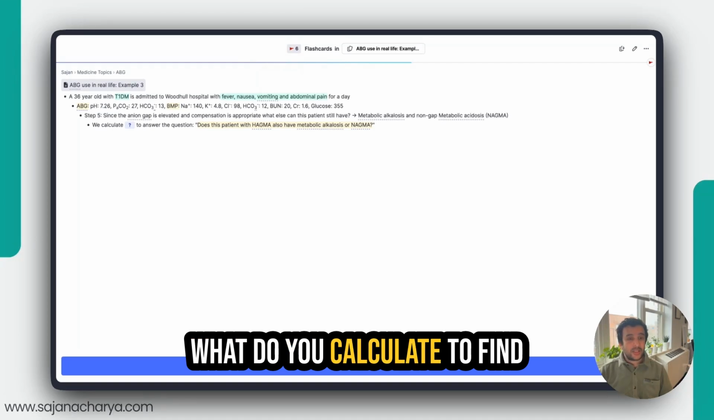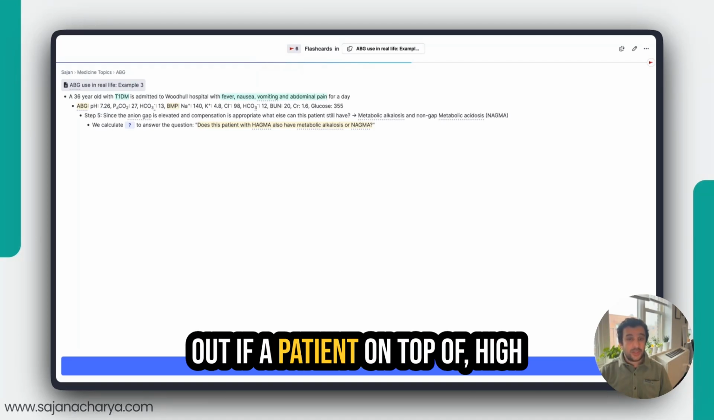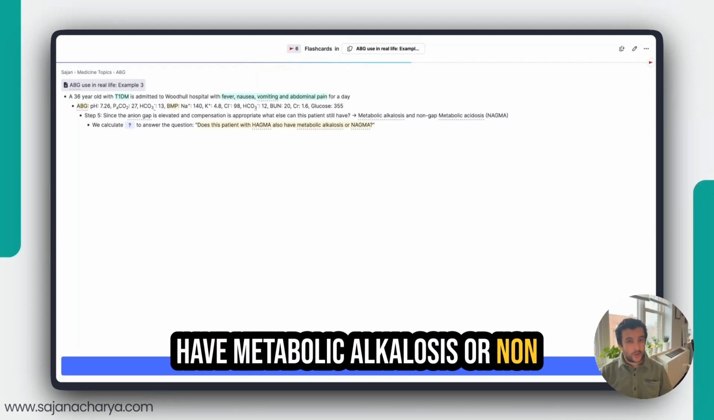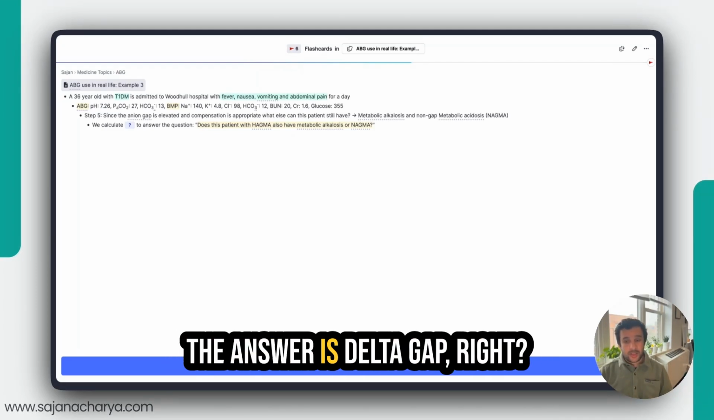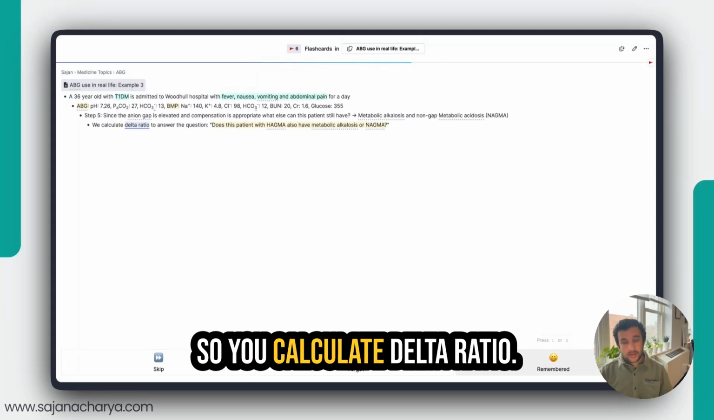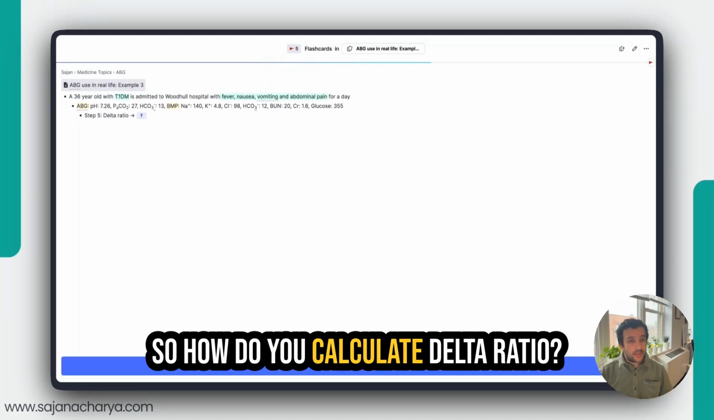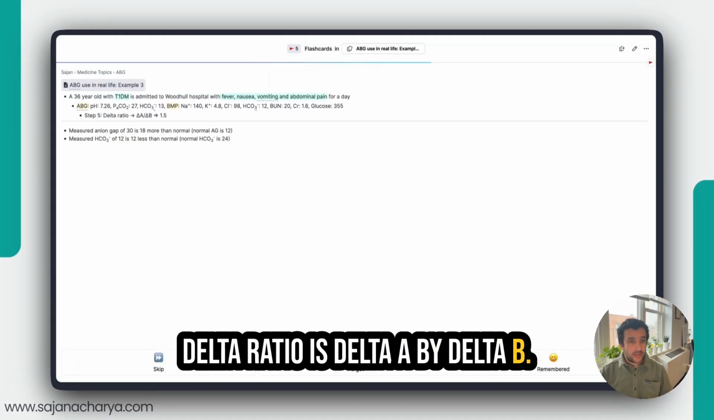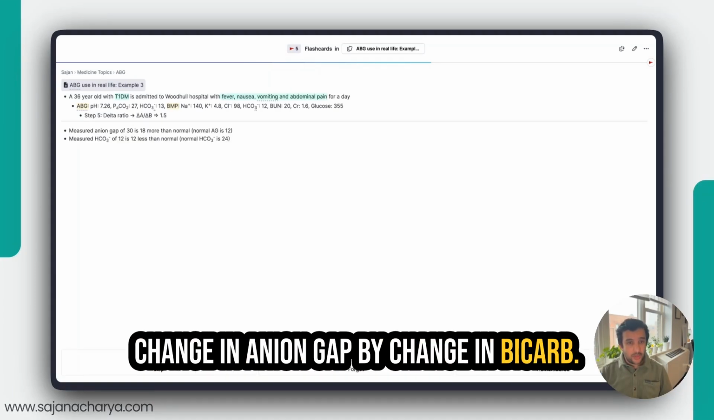What do you calculate to find out if a patient on top of high anion gap metabolic acidosis also has metabolic alkalosis or non-anion gap metabolic acidosis? The answer is delta gap, right? So you calculate delta ratio. So how do you calculate delta ratio? That's our step 5, right? Delta ratio is delta A by delta B. A change in anion gap, a change in bicarb.